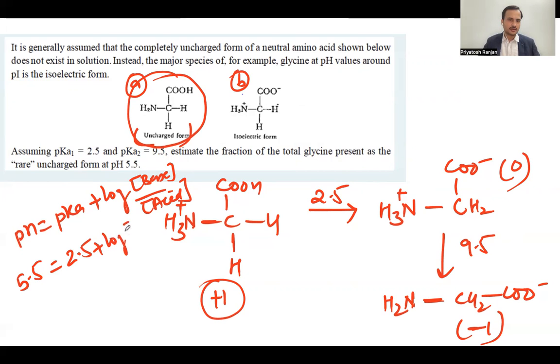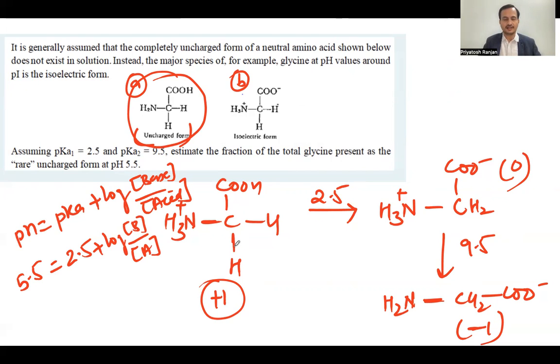Plus log B by A. Remember, at pH 5.5, I need to consider, with this pK value, what is going to be the base form and what is going to be the acidic form.